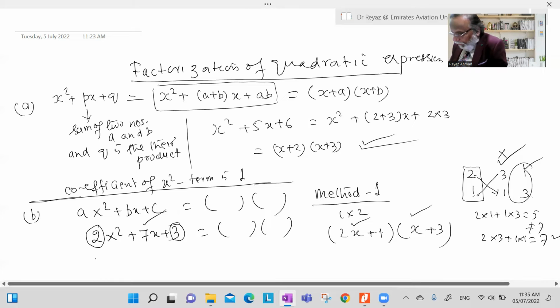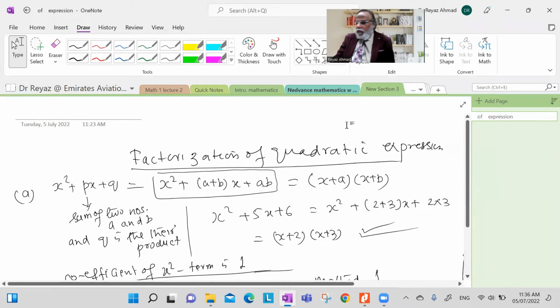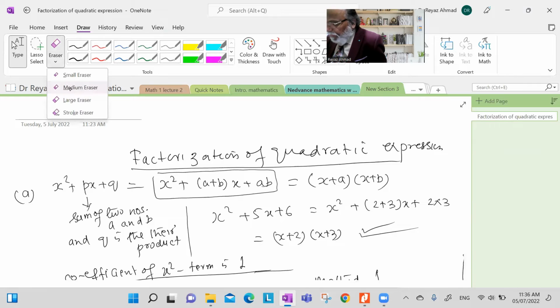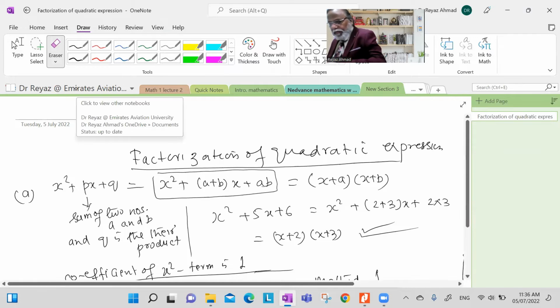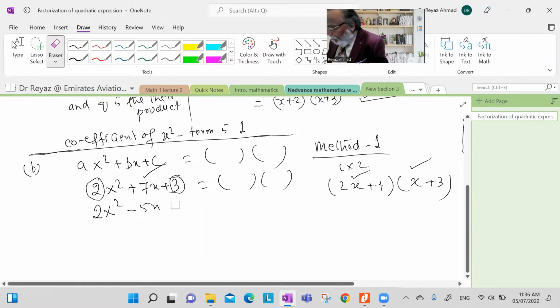So, one more example. Minus 5x minus 3. Let me erase this. I want to write here. Okay, so this is your 2x squared plus 9x plus 4. I want to factorize this as well.